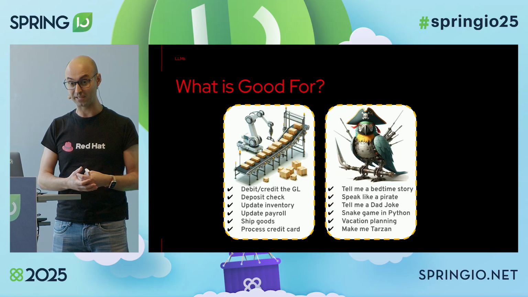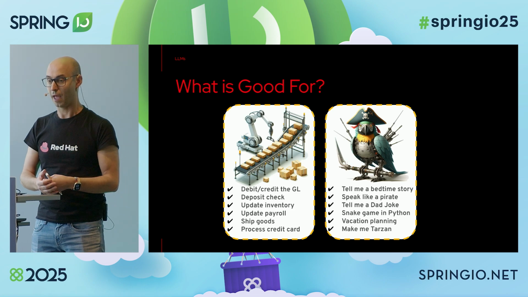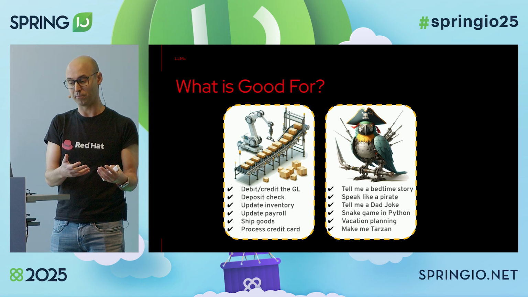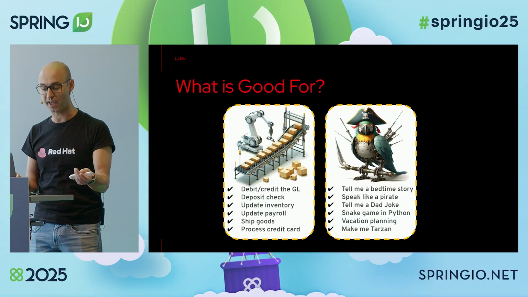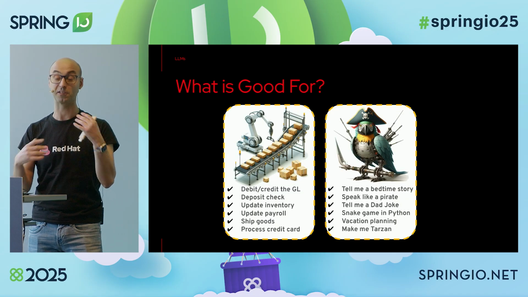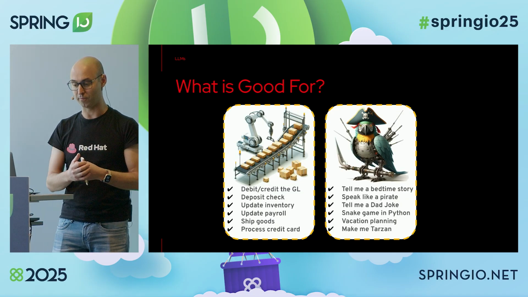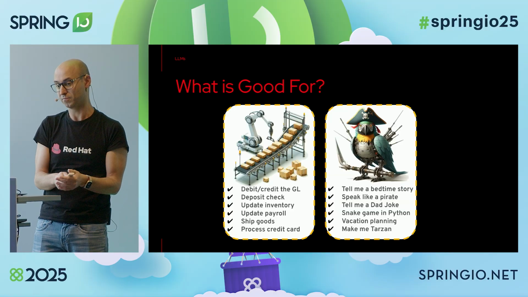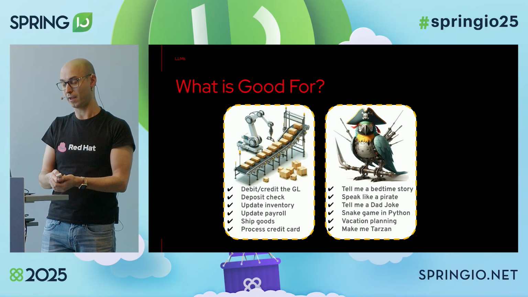The problem is that in most of the business, everything needs to be more predictable. For example, as I said, debit and credit in a bank, or the deposit check, or update the inventory, or update the payroll, or send the payroll, and things like that. Okay, so most of the things that we are developing nowadays are still deterministic, and it needs to be this way. So, why do we use LLMs?